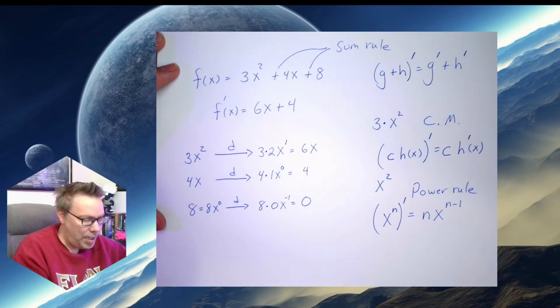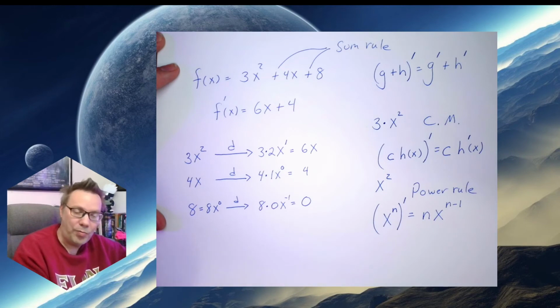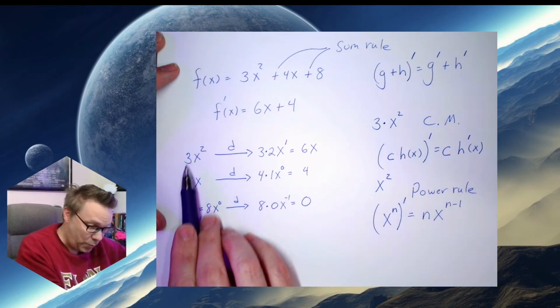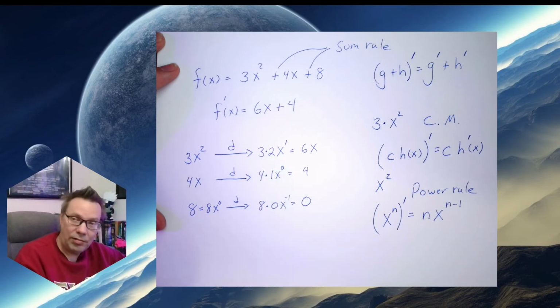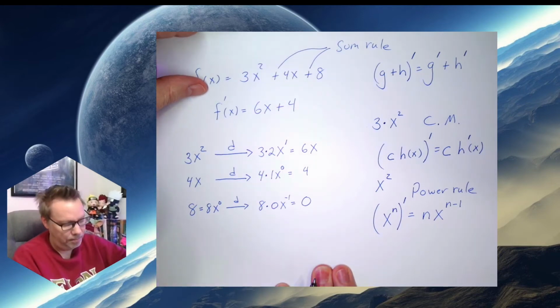So this is a combination of the sum rule that decomposed it into 3 problems, the constant multiplier rule, which is where the 3 and the 4 and the 8 come along for the ride, and then the power rule is for dealing with exponents. So let's do one other problem. One more.